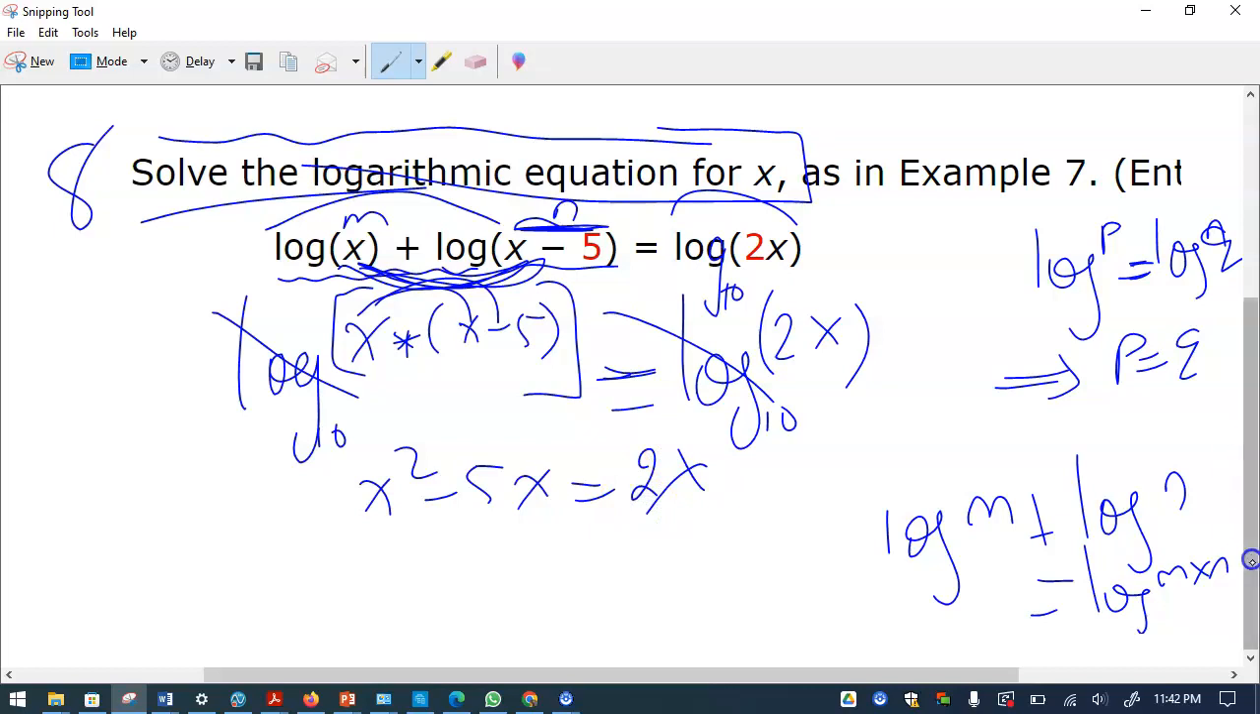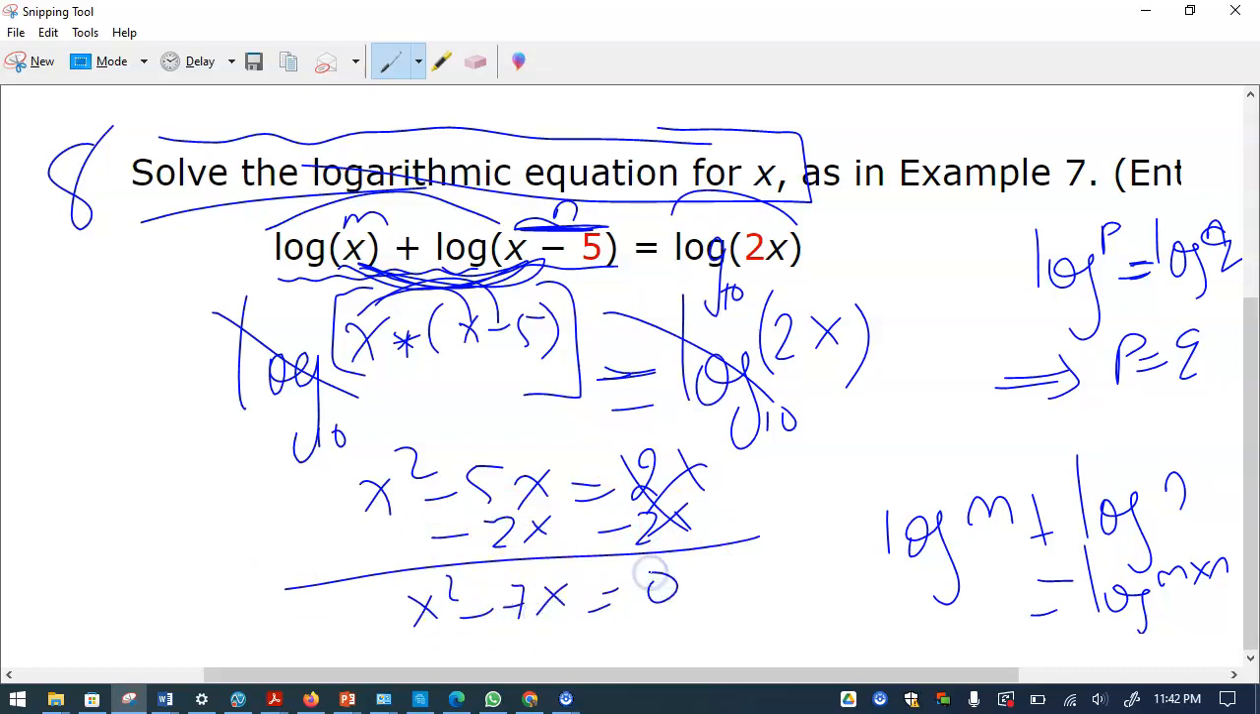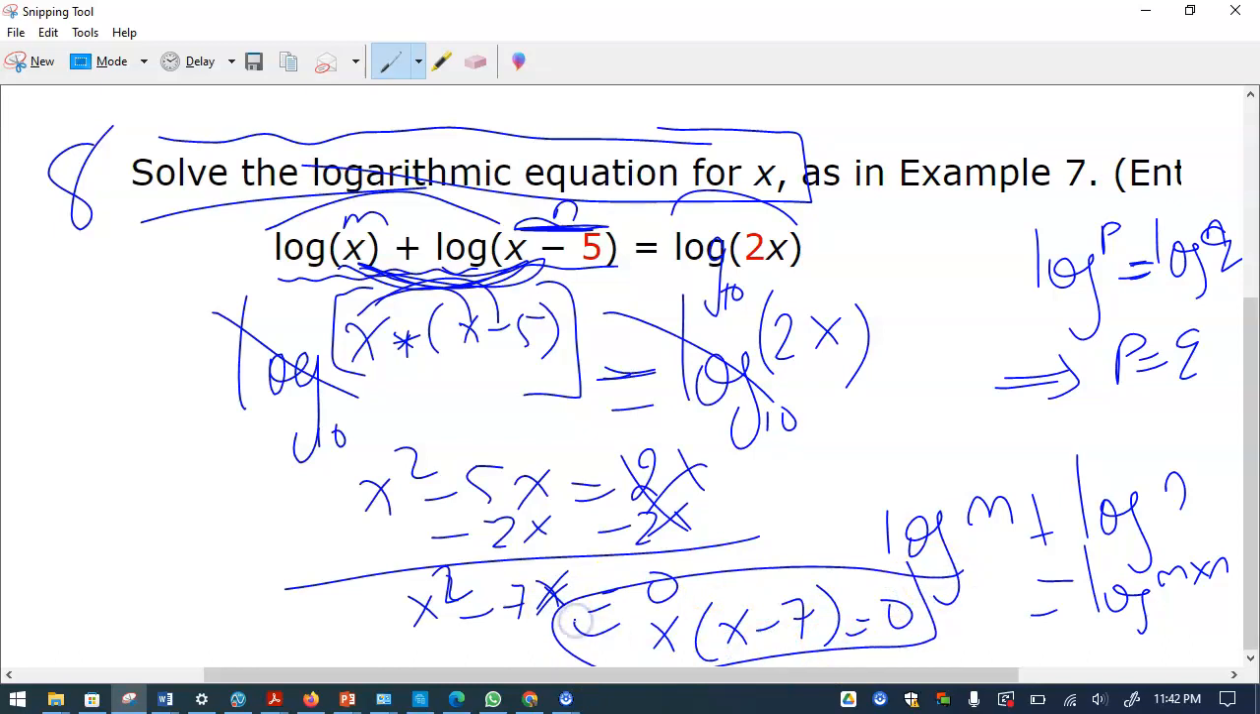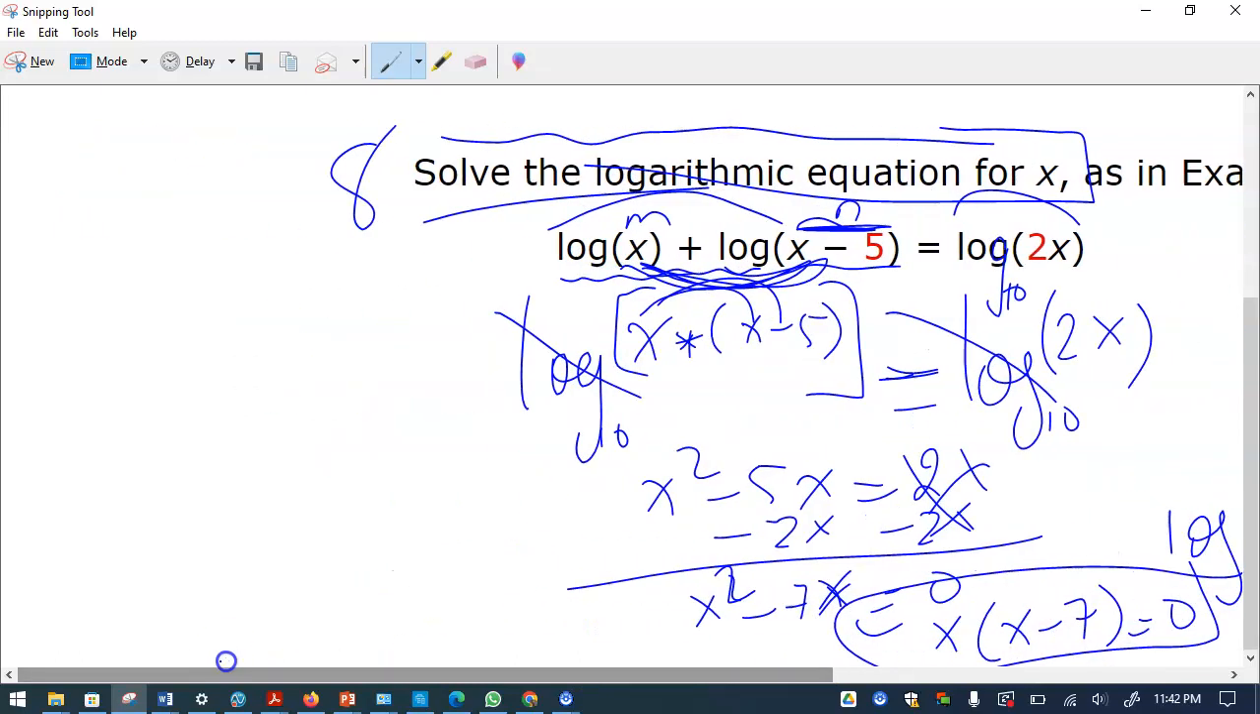And you get 2x. So therefore, you can get everything on the left side. So you get x squared minus 7x equals 0. You can see there's x squared and there's an x, so I can undo the distributive property and write this way. There you go. This is the equation, and now you can finish the problem. And so from here, okay, let me write this again.